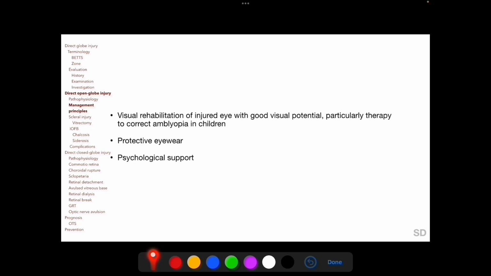Management principles of ocular trauma also include visual rehabilitation of injured eyes with good visual potential, particularly therapy to correct amblyopia in children, protective eyewear to reduce the risk of further ocular injury in future in either the injured eye or in its fellow eye, and psychological support.